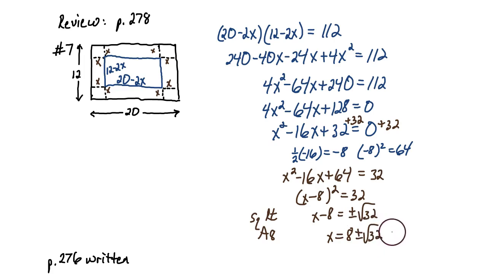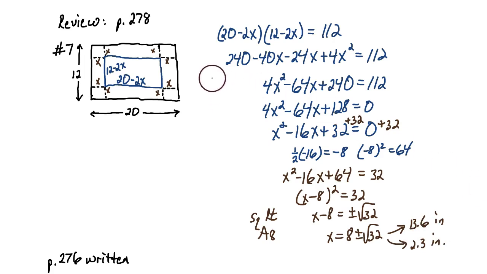Let's use a calculator to get the decimals for these. First of all, 8 plus the square root of 32. That's 13.6. For the other answer, let's take a calculator and go 8 minus the square root of 32. That's 2.3.